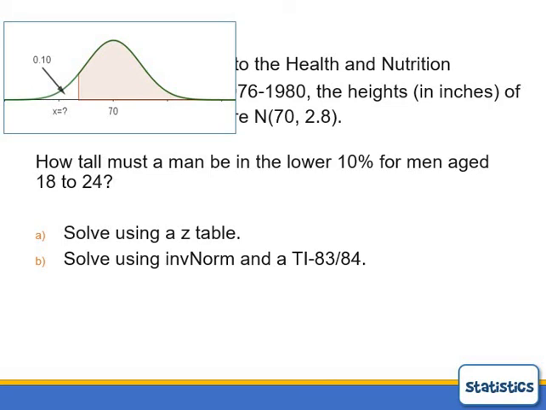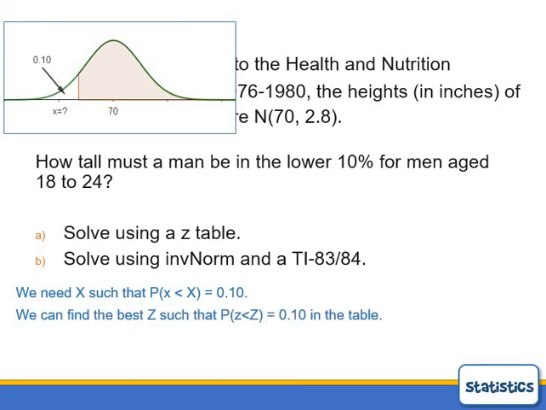Inverse norm is set up to where if you give it the area to the left, like in the tables, and the mean and the standard deviation, it will tell you this x value. Let's do it first with the table, though. So on part A, we need some x value, and I used a capital X to distinguish it from the little x here, such that the probability that we're less than X in our regular distribution is 10%, 0.1.